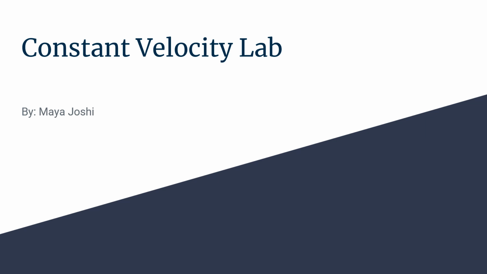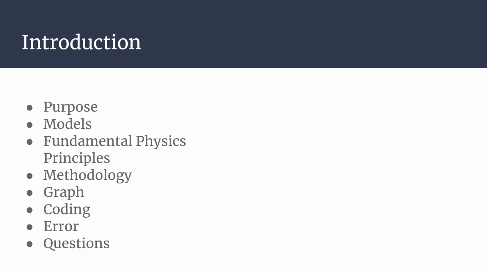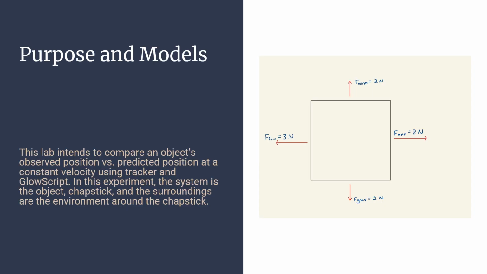We're going to be talking about the constant velocity lab. In this video, we'll be talking about the purpose of the experiment, the free body diagram model, the fundamental physics principles that deal with this experiment, methodology, the graph, coding, some sources of error, and then some possible questions at the end. So this lab intends to compare an object's observed position versus predicted position at a constant velocity using Tracker and GlowScript.